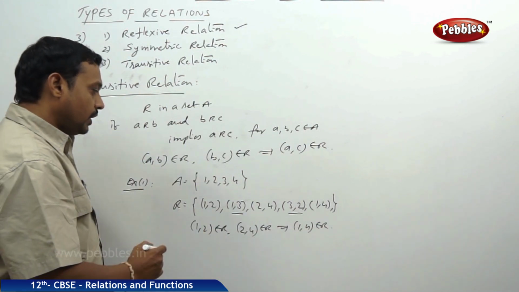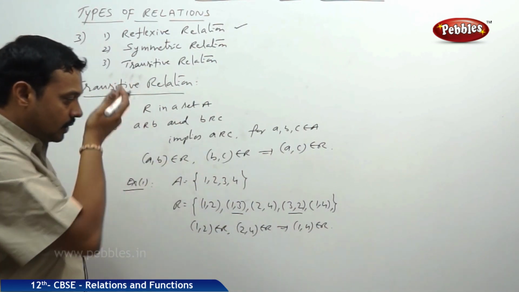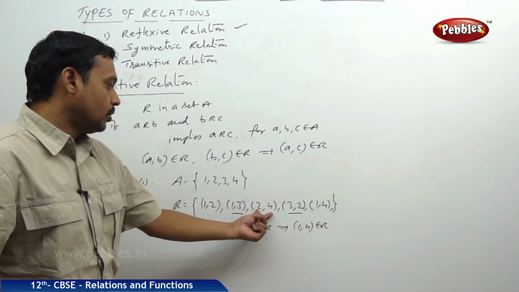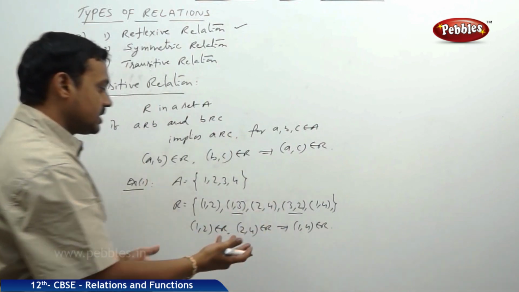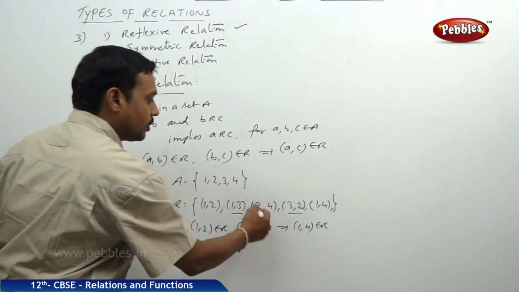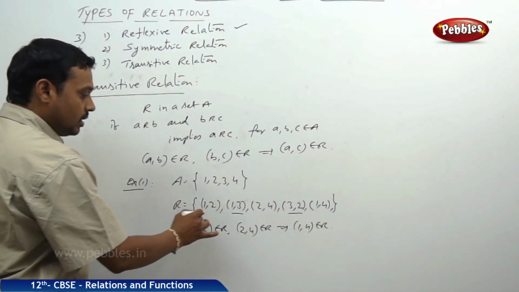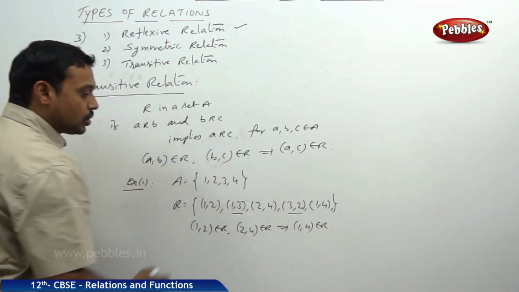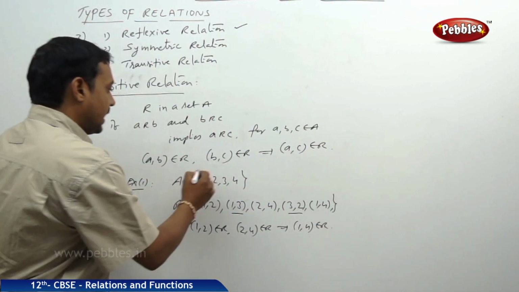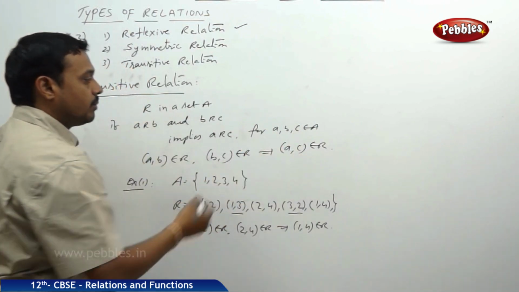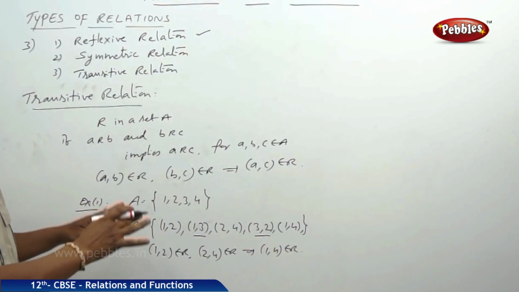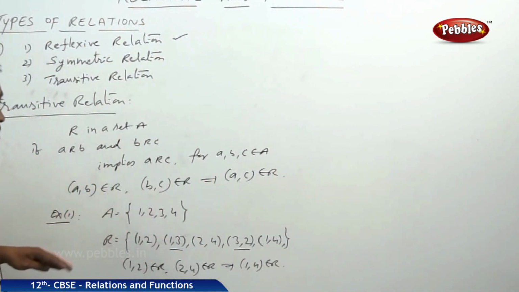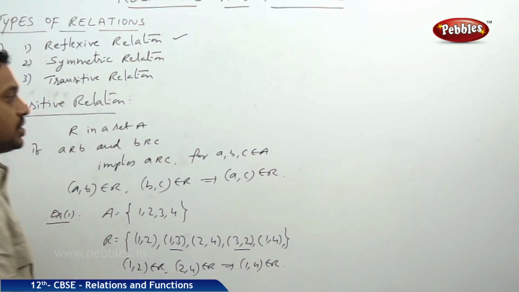Suppose we take another one, (2, 4), then there is no ordered pair possible like (B, C), so no need to consider this one. So here if we choose two ordered pairs like this, (A, B) belongs to R, (B, C) belongs to R, then (A, C) must be in that relation. Only then that relation is said to be transitive. Now it is a transitive relation.